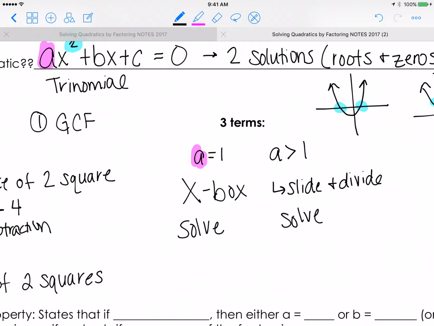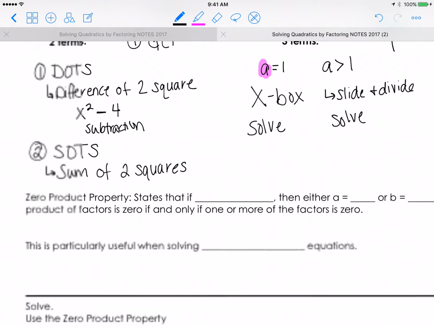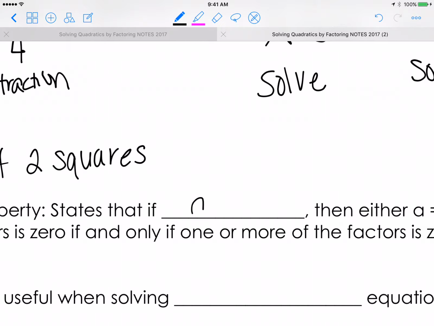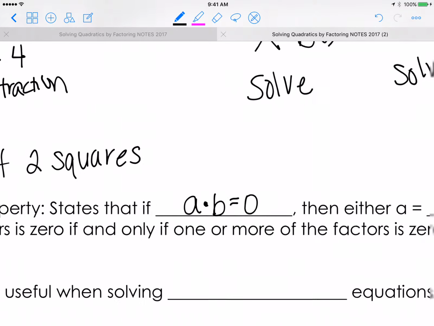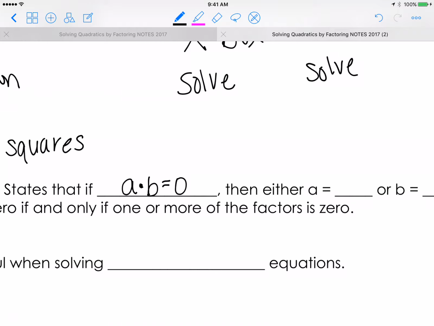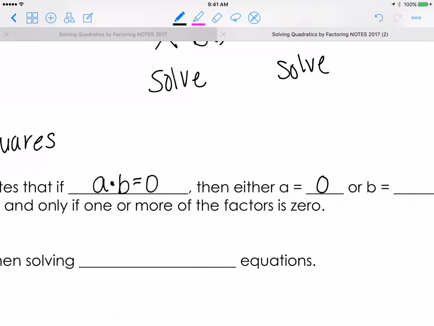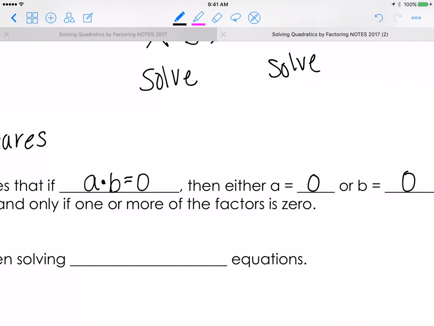You need to look at it as 2 terms or 3 terms. So before we get into actually factoring it out, let's talk about the zero product property. It states that if A times B is equal to C, then either A has to be 0 or B has to be 0 or both, because our multiplication says that anything times 0 is 0.